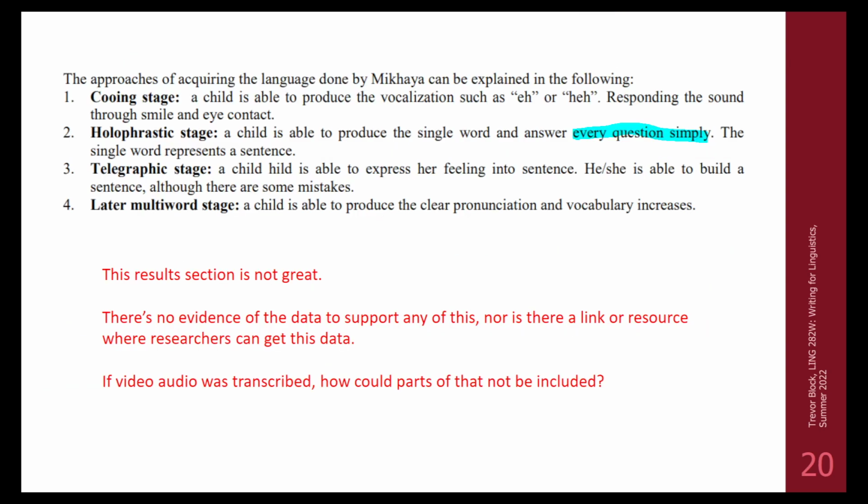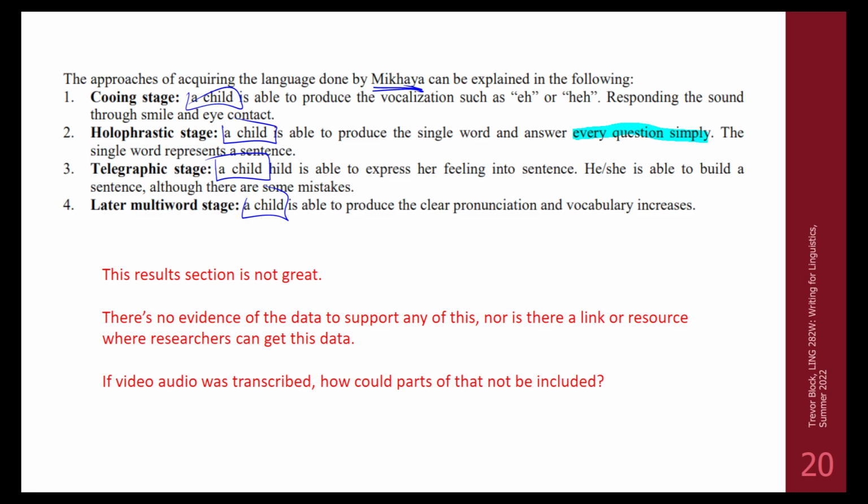Here's another section, and it specifically references Micaiah here according to 4 different stages: the cooing stage, holophrastic stage, telegraphic stage, and later multi-word stage. However, all of these are written generally. A child, a child, a child, a child is able to produce the clear pronunciation. But this is about Micaiah as written here. So it seems as if the results are disconnected from the actual experiment.